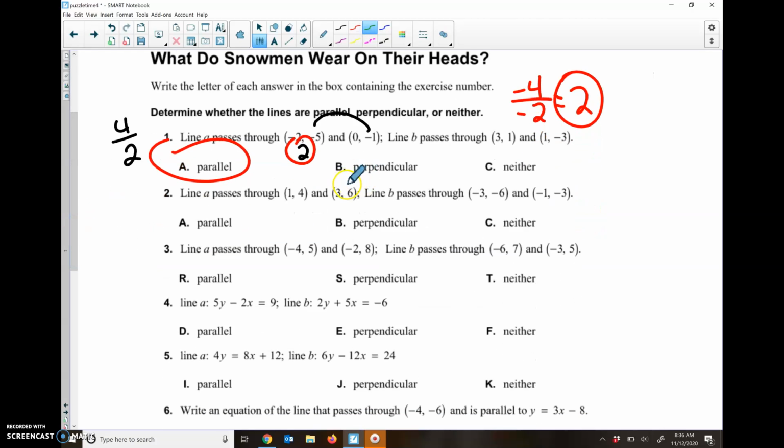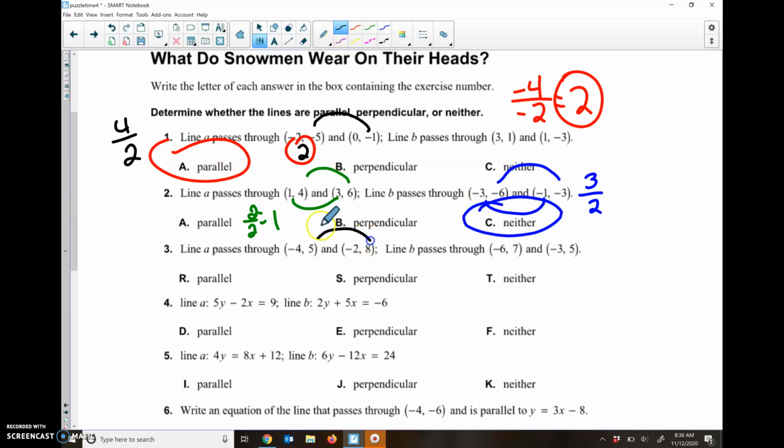All right, number 2, I have 6 minus 4 is 2, and 3 minus 1 is 2, so 2/2 is 1, so slope for that one's 1. Here I have -3 minus a -6, that gives us a positive 3. Then -1 minus a -3, that gives us 2. So we have 1 and 3/2. Those aren't the same. They're not the opposite. So this one's going to be a neither here.